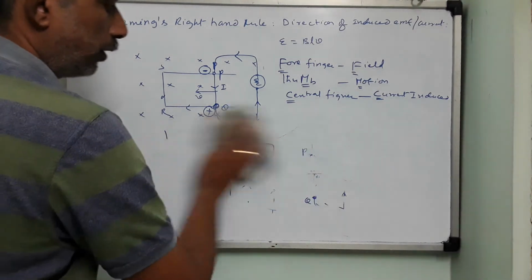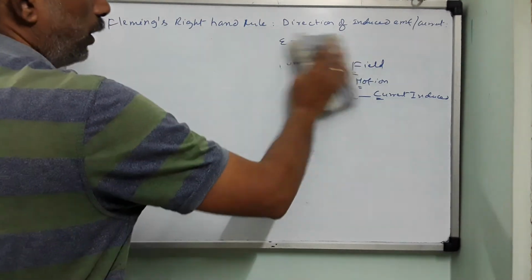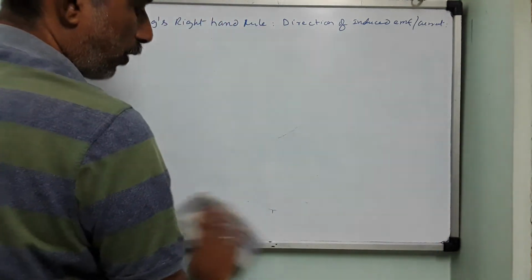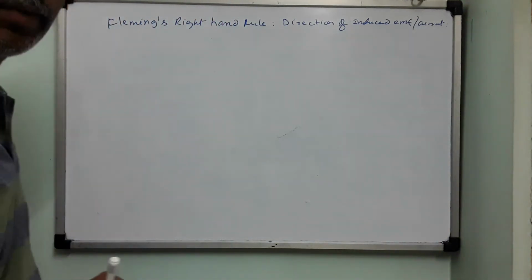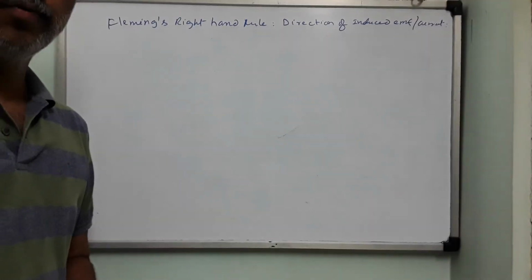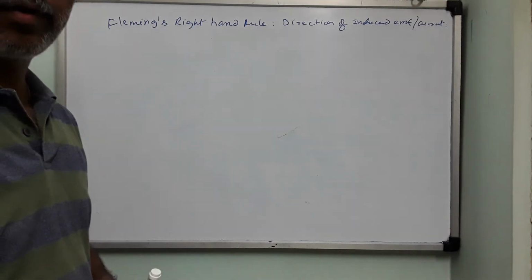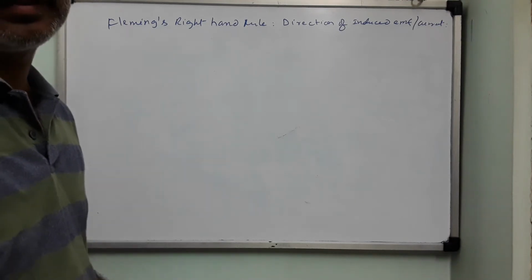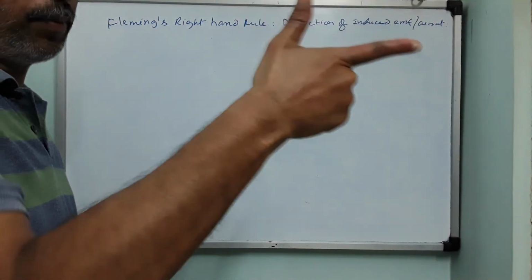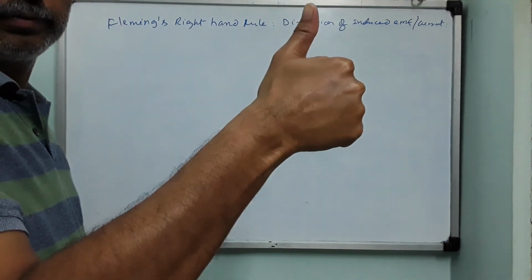Fine. So what is Fleming's right hand rule, children? Fleming's right hand rule is to determine the direction of induced EMF or induced current. What is Fleming's left hand rule? Fleming's left hand rule is to determine the direction of force on a conductor in a magnetic field. Okay. What is right hand thumb rule? Right hand thumb rule is to determine the direction of magnetic field due to a current carrying conductor. Right hand thumb rule is different from right hand rule. Fleming's right hand rule is this one and right hand thumb rule is this one. Okay, right.